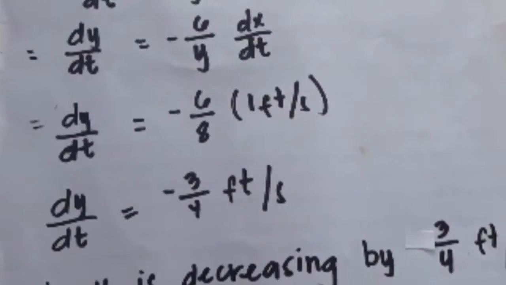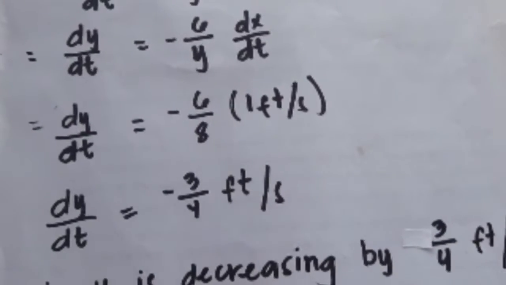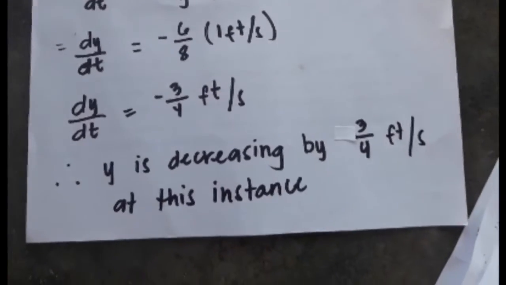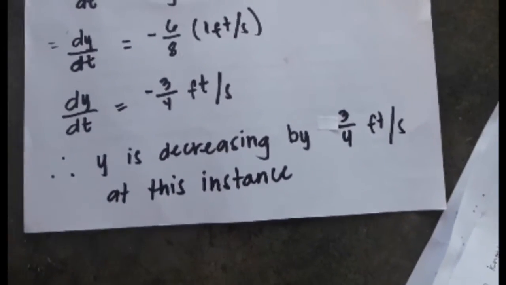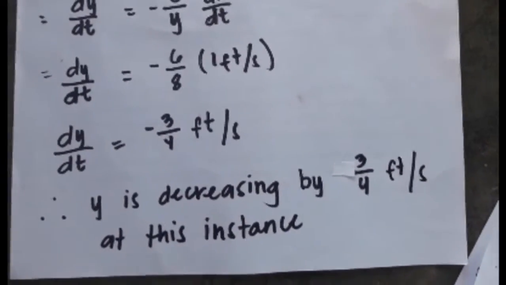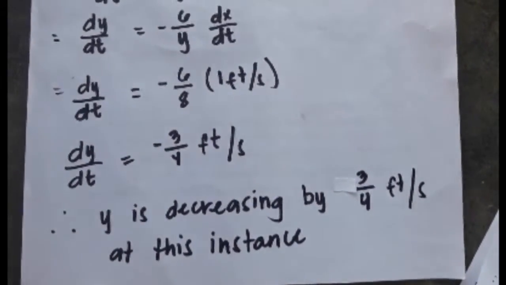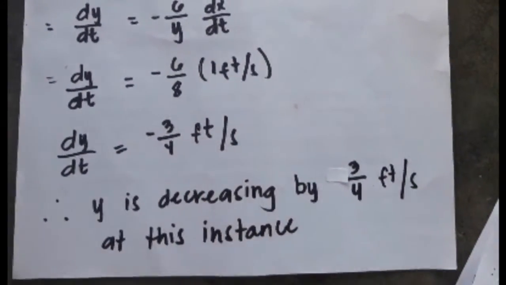So, dy over dt is equal to negative 3/4 feet per second. Therefore, y is decreasing by 3/4 feet per second at this instant. We can say that it is decreasing because the value we had is negative.